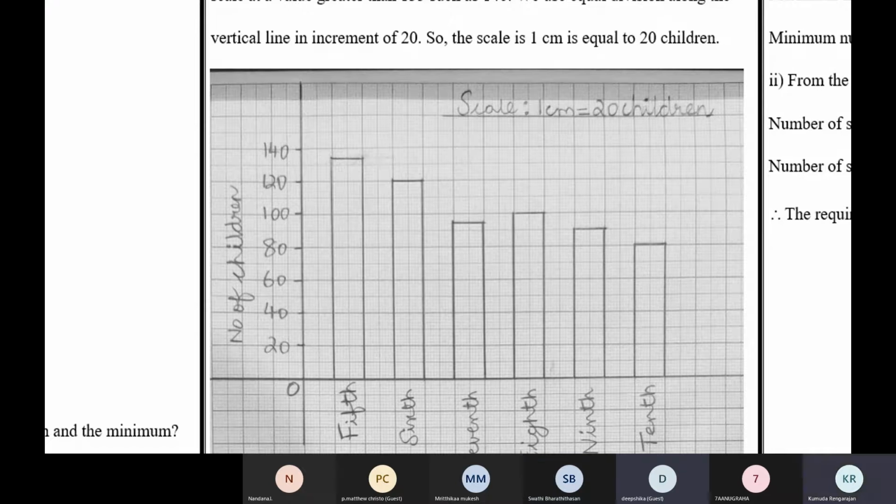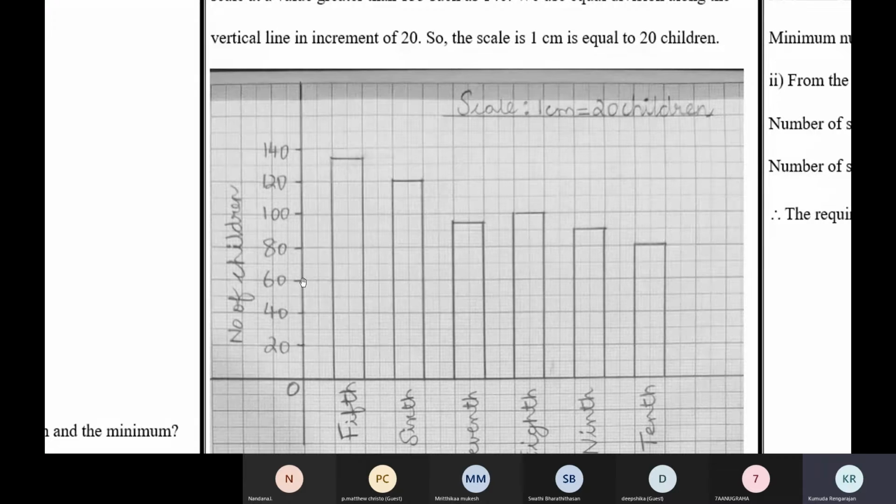Ma'am, somebody's mic is not disabled. Somebody's sitting in a place where it's noisy. Kindly, that particular student, please disable your mic. I don't know who it is. Please disable your mic.